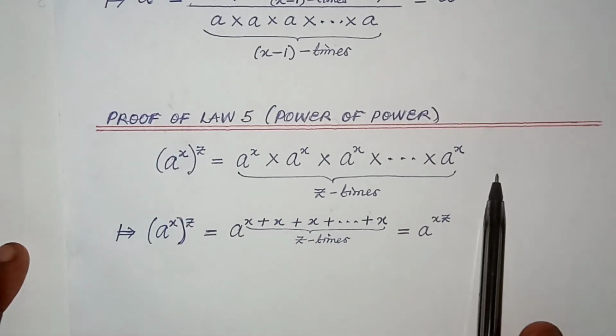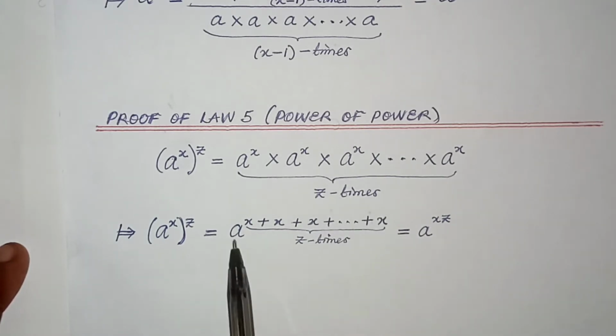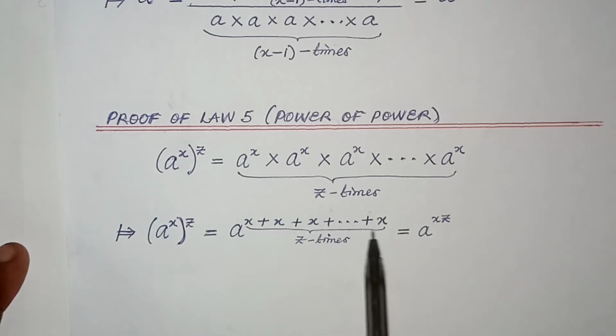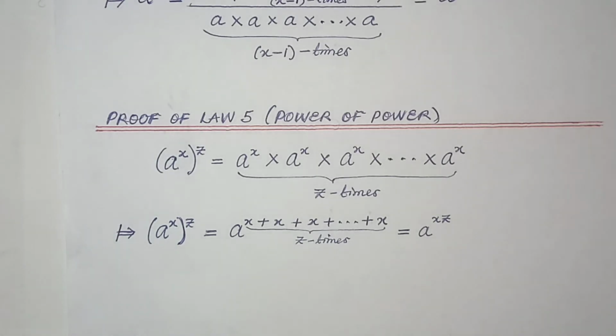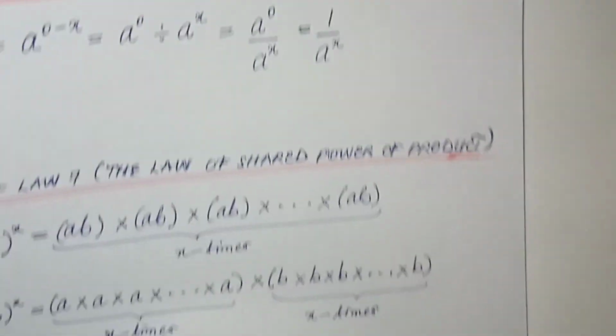So a raised to power x raised to power z is the same as a raised to power x multiplying itself z number of times, and that by the first law would imply a raised to power x plus x, z number of times. If you add a particular number a certain number of times, it will give you the product of the number of times and the number itself. So that is what that law is all about, and that law is true. So you look at it again and again, and I want to give a critical review.